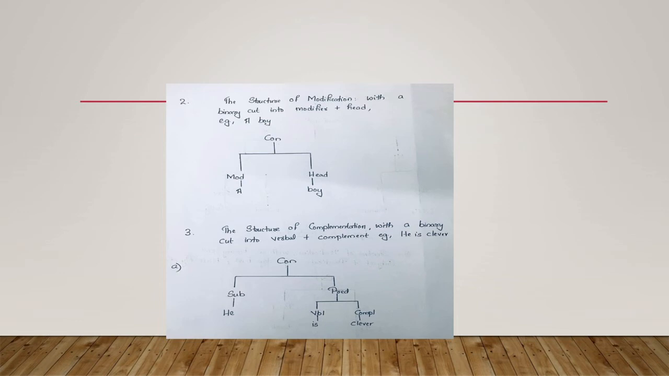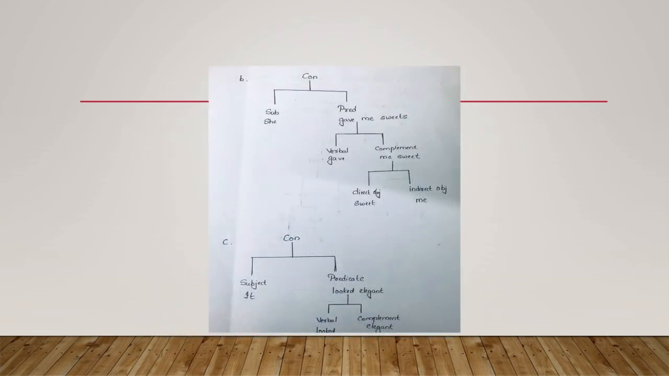So the verb is known as the verbal, and what comes after the verb is its complement, something complementing the verb. That is what is known as the complement, or the "be" complement, we say. So "clever" is the complement. So that is the structure of complementation, which will have the verbal plus complement. I have more examples for the structure of complementation.